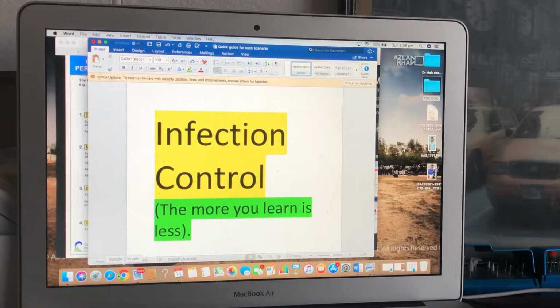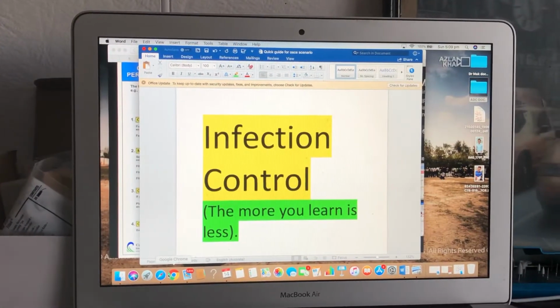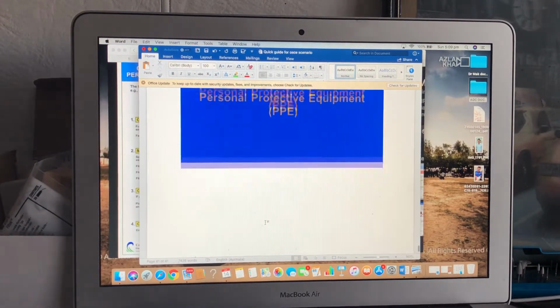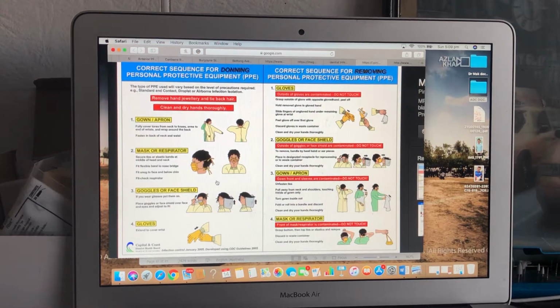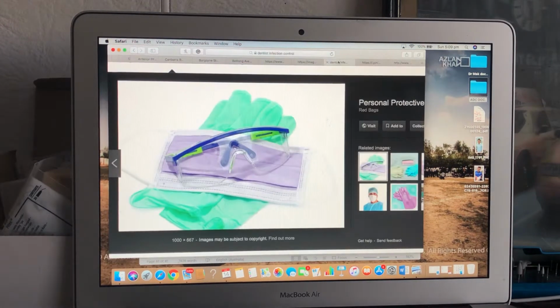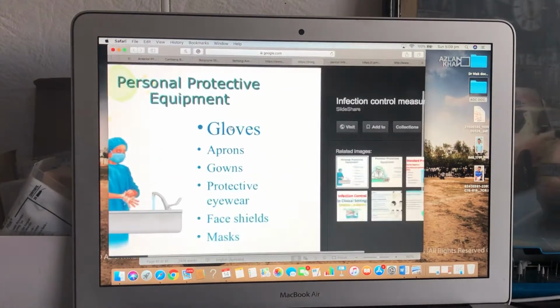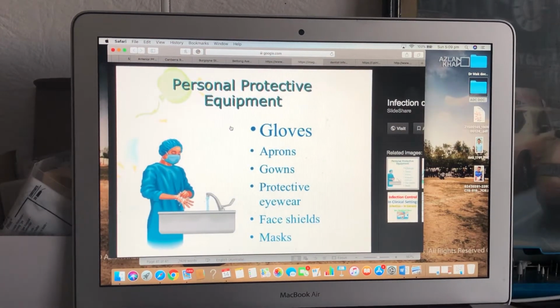As much as I can, I will go through the basic concepts first, then we'll go to the technical side, and then the clinical side, and try to make it as clear as I can, okay? So, infection control methods and, at the same time, personal protective equipment. Let's talk first about your PPE. What are the types? For your exam, you just need to worry about four things: gloves, masks, protective eyewear, and your gown.